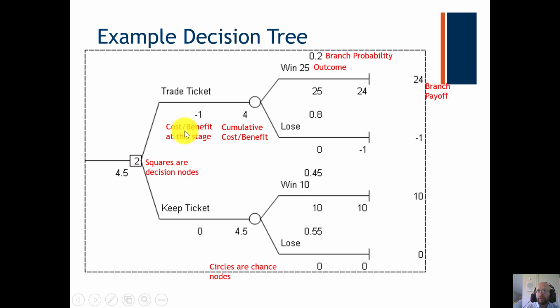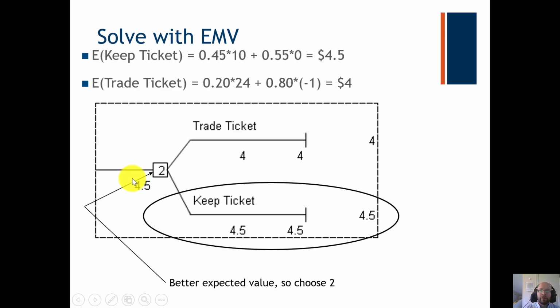So we've got these two options here. If we go this way, we're going to end up with 4. If we go this way, we're going to end up with 4.5. So what this concludes is that we should keep the ticket. The ticket seems like a smart thing to do. So we're going to keep that ticket, and we're going to get an expected value of 4.5.